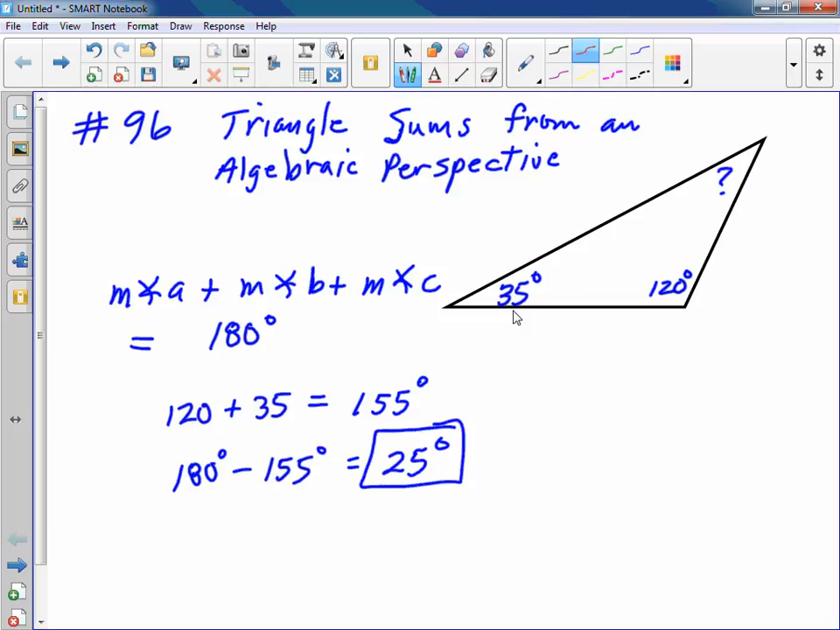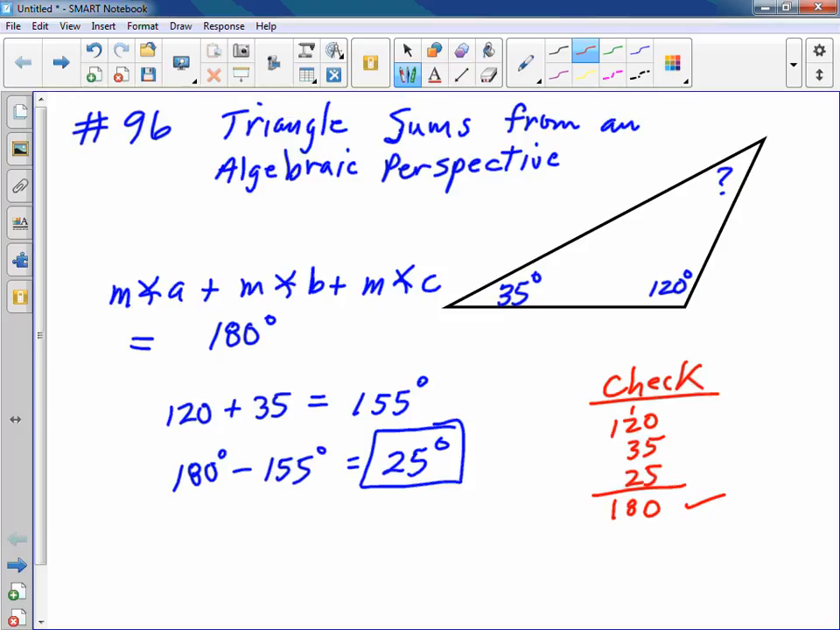And if you want to check, you can always do that in the end by going 120 plus 35 plus 25. Add them together, and we get 180. It checks out. You can always check in the end.